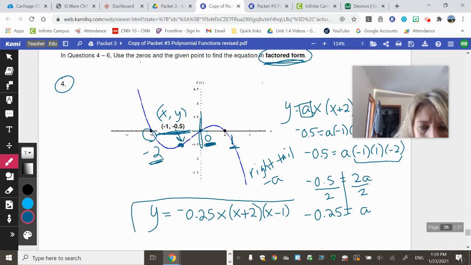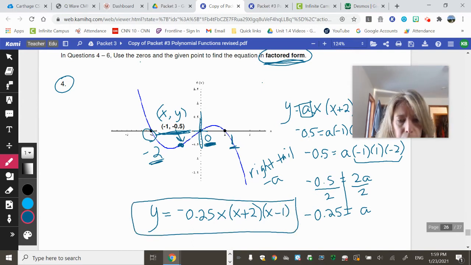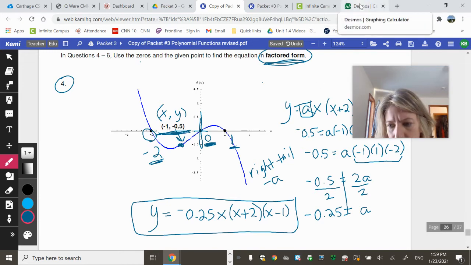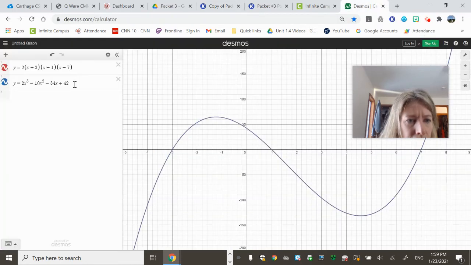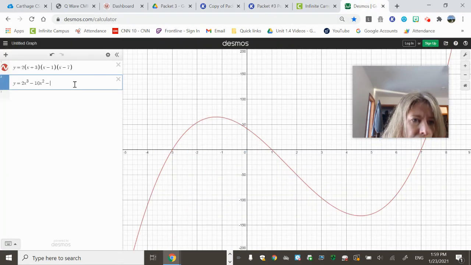And this is my equation in standard form. Okay, and if I wanted to, I could confirm the graph and make sure negative 1 and negative 0.5 work on the graph. It really only takes a couple seconds, so I think I am going to do that. So I'm going to get rid of this.